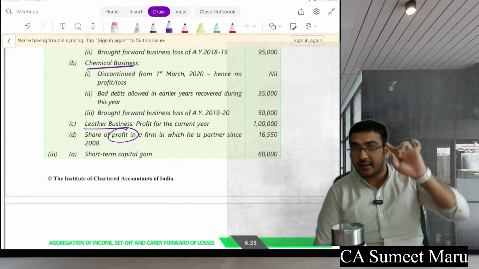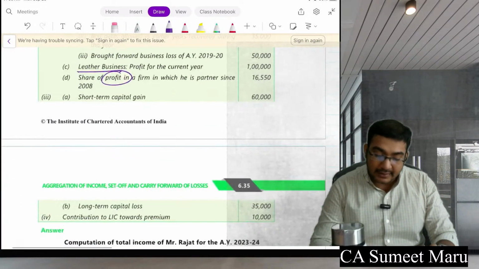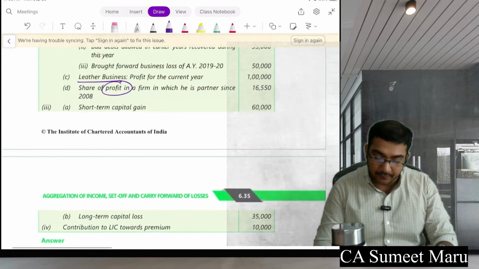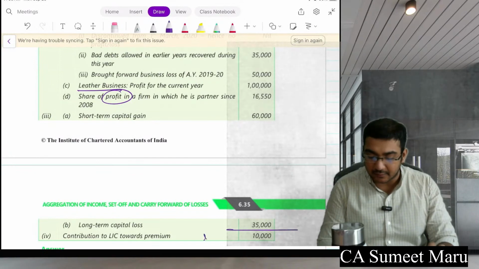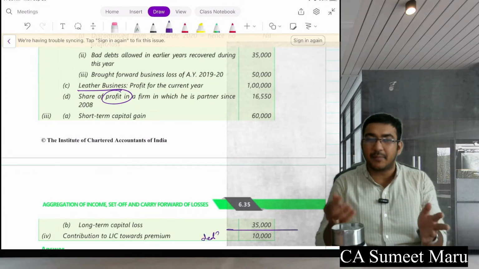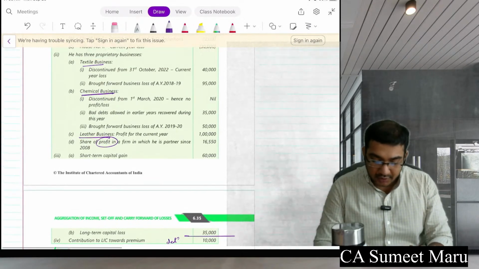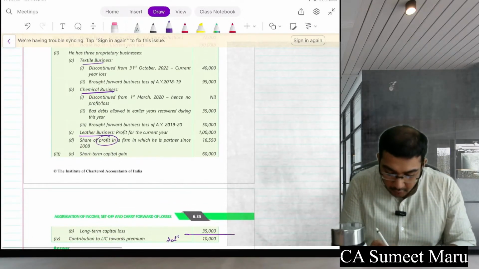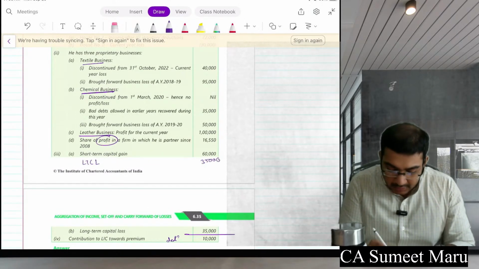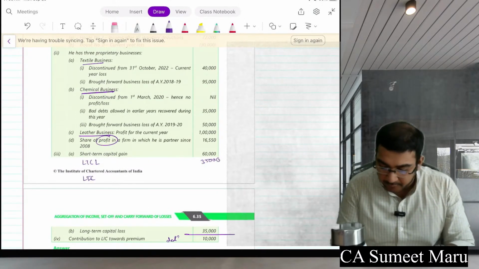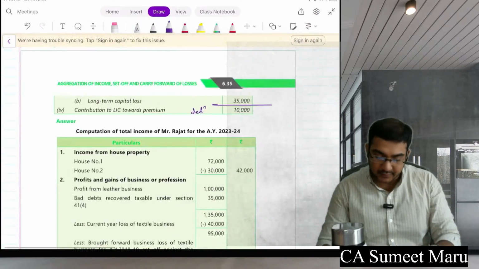Share of profit, what is it? Remember, I had told you. Next, short term capital gain is given and long term capital losses are given to him. And contribution to LIC fund comes under deduction. We haven't learned this in the revision, but you definitely would be knowing this. So yes, the question is in front of you. I am writing here just the long term capital loss of 35,000 and LIC premium of 10,000. Please calculate the net total income of this person. Is there any other information? No.